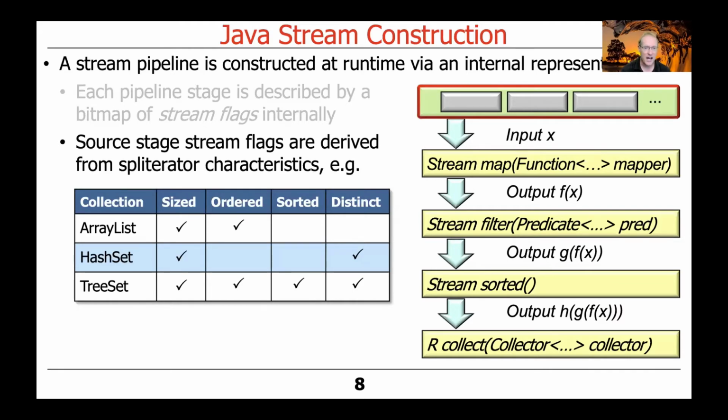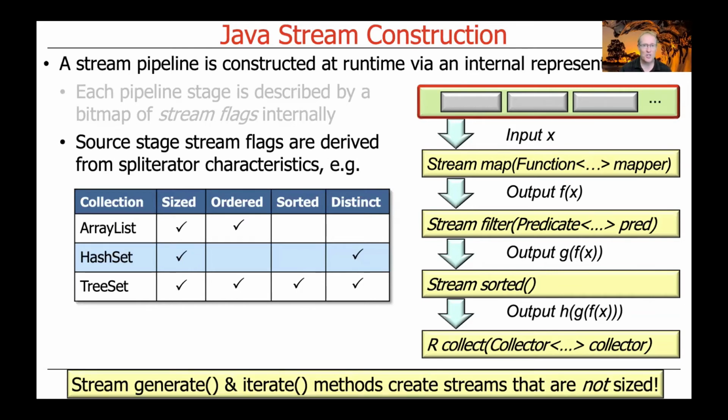A hash set is sized and it's distinct because it's a set, but it's not ordered in the sense we don't know what the ordering is. There's no meaningful encounter order because hashing just scrambles up the input any way it sees fit based on the hash function. And a hash set is not sorted. In contrast, a tree set is sorted and it's also ordered because it's sorted, and it's distinct because it's a set and it's sized. So that's an example where all the different flags in that bit mask will in fact be set.